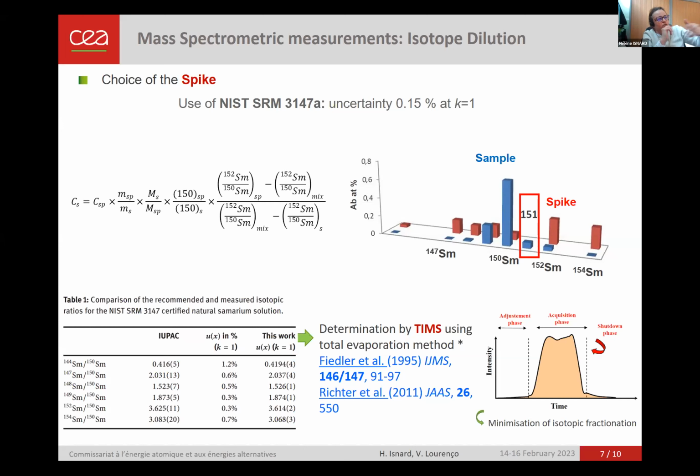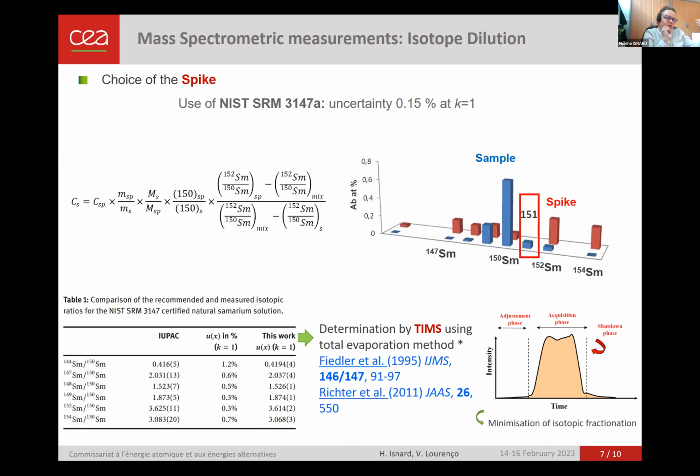Here we have a slide illustrating the isotopic composition of the spike in red and the isotopic composition of the sample in blue. Of course, in the spike, we don't have the presence of samarium-151. For isotope ratios, you have recommended values given by IUPAC, but in this work, we decided to qualify the NIST SRM solution by isotopic measurement using thermal ionization mass spectrometry and the method which is very used in the nuclear domain, the total evaporation method.